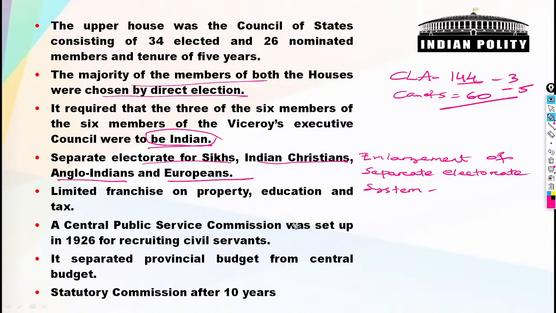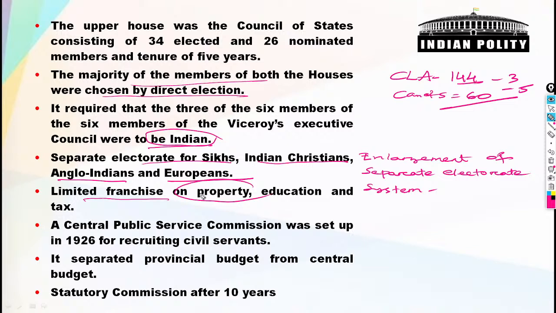And it introduced limited franchise because voting rights were not conferred on all citizens. It was conferred on those with property, education and tax payment. So some criteria were maintained to provide voting rights. That is called limited franchise. It was not universal adult franchise.